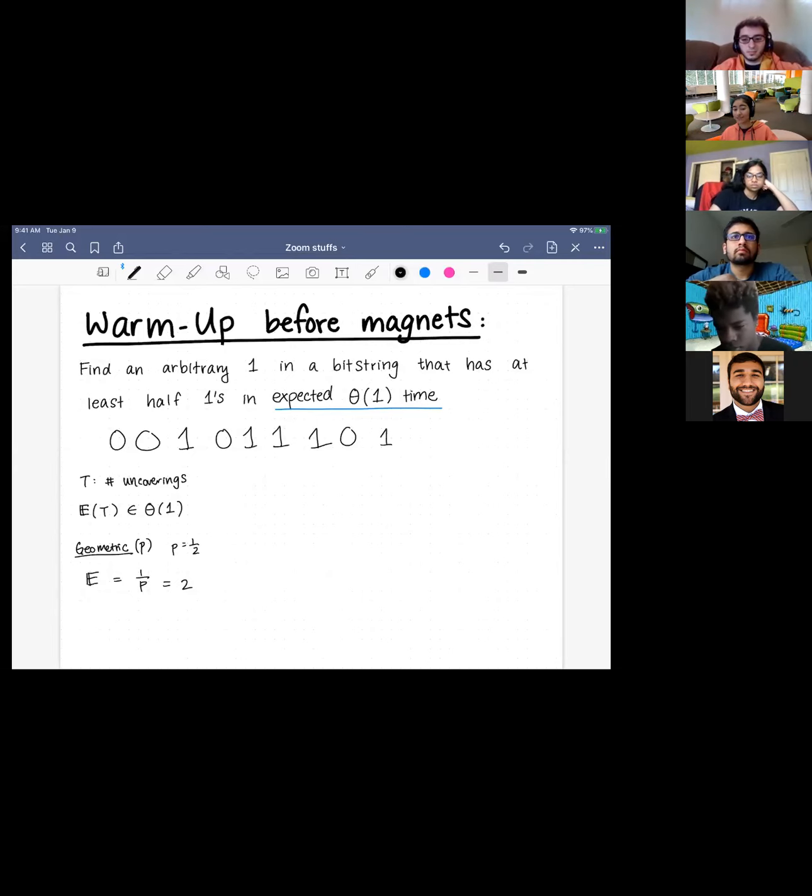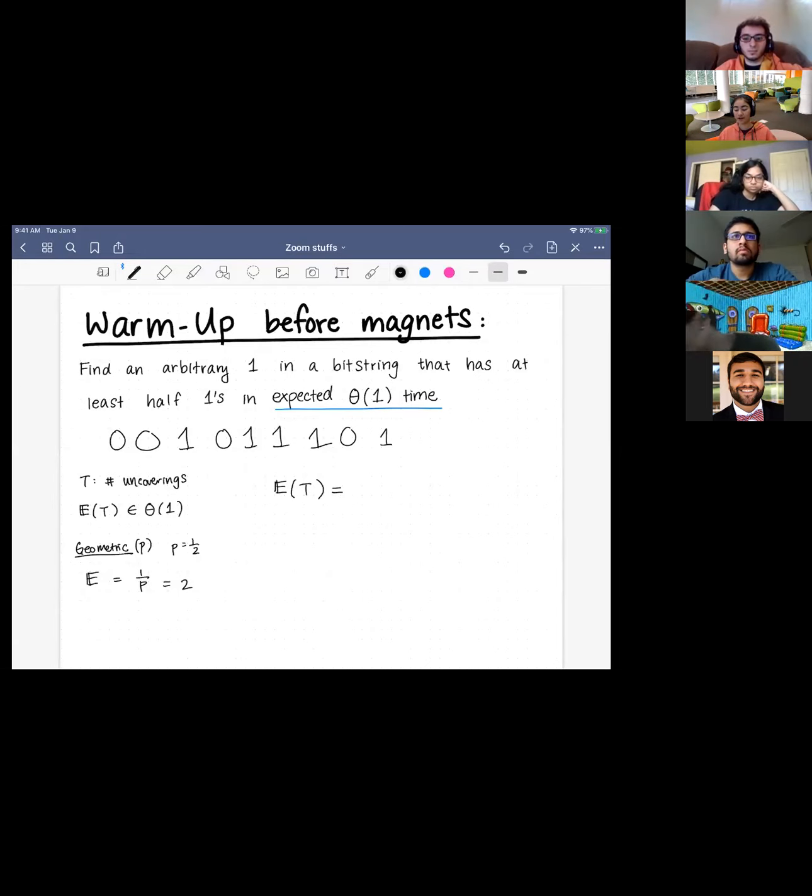Another way you could do this if you didn't remember geometric, but this is why I'm saying it's really important that you remember your random variables, because if you did, then it's done, geometric, done with this problem. But if you didn't, one way you could analyze this is that the expected number of time steps is going to be the number of time steps if you found a 0 versus the number of time steps if you found a 1.